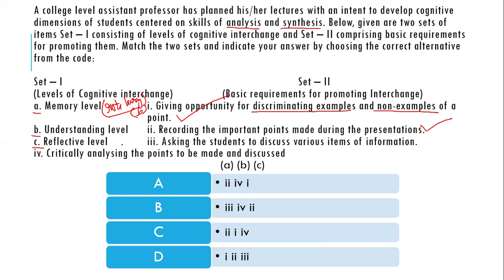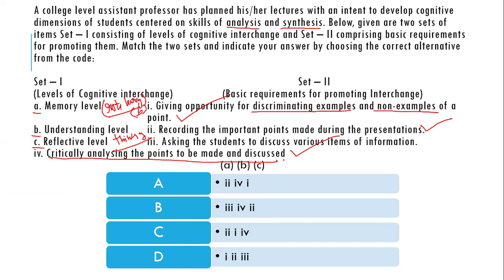For reflective level, here the students apply the knowledge. So mostly about thinking. So here asking the student to discuss various items of information or critically analyzing the points to be made and discussed. Yes. So the reflective level is more about thinking. So you will choose critically analyzing the points. That would be the best option.